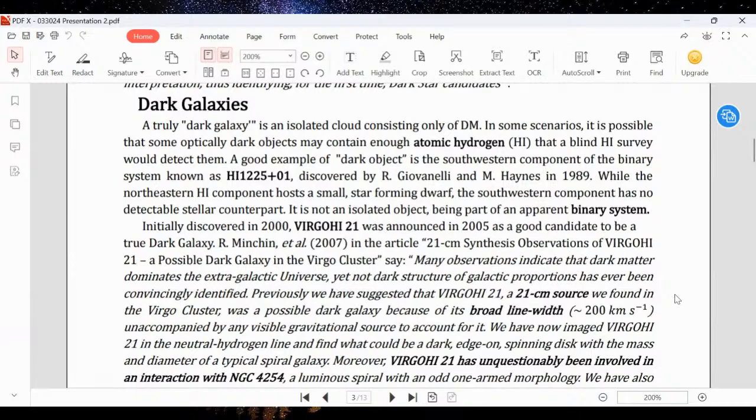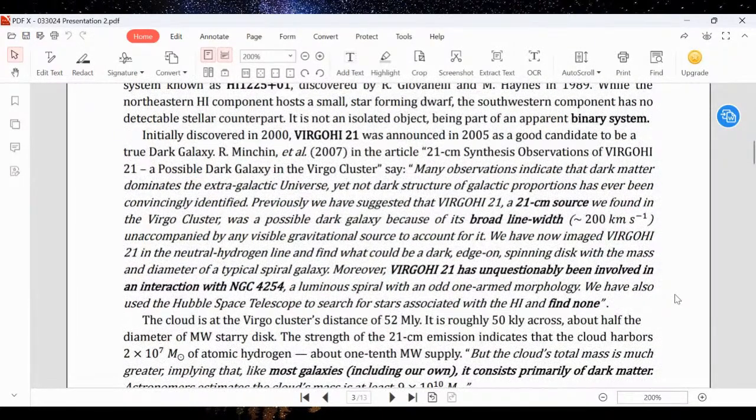We have now imaged Virgo HI21 in the neutral hydrogen line and find what could be a dark edge-on spinning disk with the mass and diameter of a typical spiral galaxy. Moreover, Virgo HI21 has unquestionably been involved in an interaction with NGC 4254, a luminous spiral with an odd one-armed morphology.